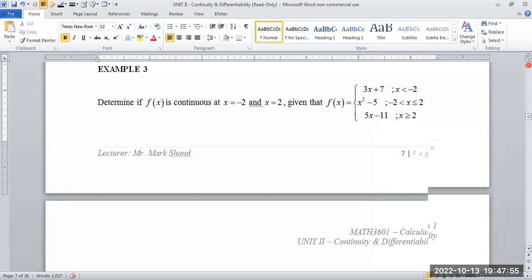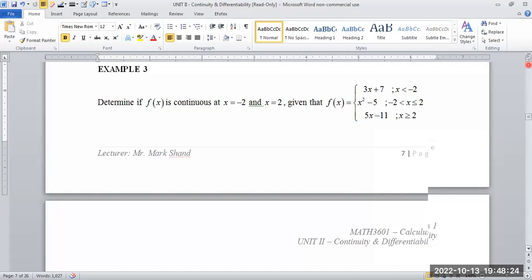The piecewise function is 3x plus 7, such that x is less than -2, and x squared minus 5, such that x is greater than -2 but less than or equal to 2, and then 5x minus 11, such that x is greater than or equal to 2. So we need to investigate if the function is continuous at x equals -2.